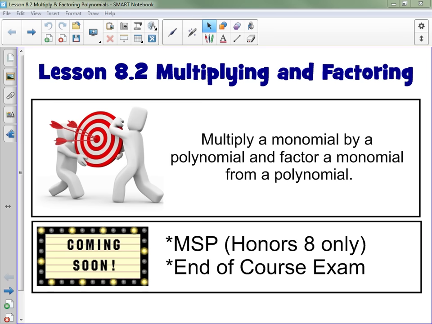And just so you know, we've talked about it in class, but a reminder that the MSP for the 8th grade students is coming up, and also the end of course exam. So your job is to be working on all the skills you've learned this year and refreshing your memory and reviewing.